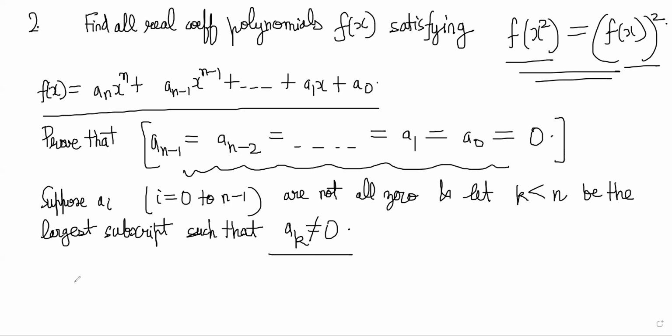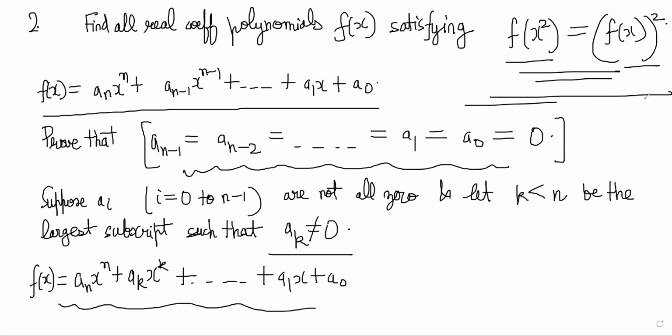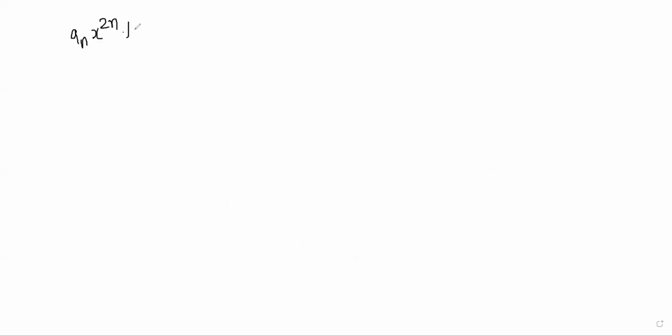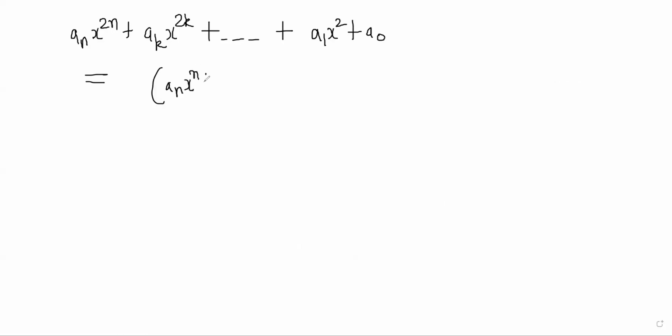So the polynomial will start looking like a_n x^n plus a_k x^k plus maybe last term a_1 x plus a_0. This is my polynomial f of x. Now, if you just calculate this, you use this result now, right? You will get something like this: a_n x power 2n plus a_k x power 2k plus a_1 x square plus a_0 should be equal to a_n x power n plus a_k x power k plus a_1 x plus a_0 whole square. This is the result that we get.